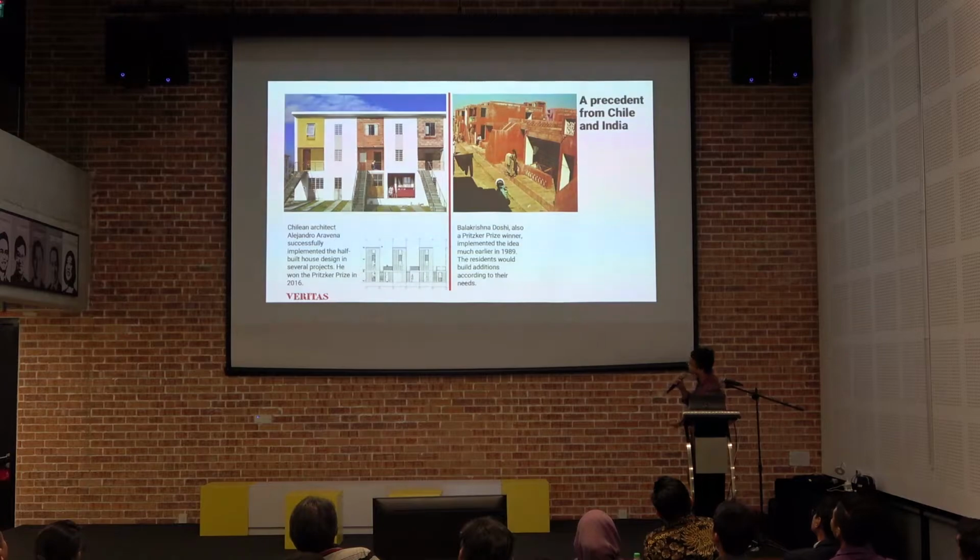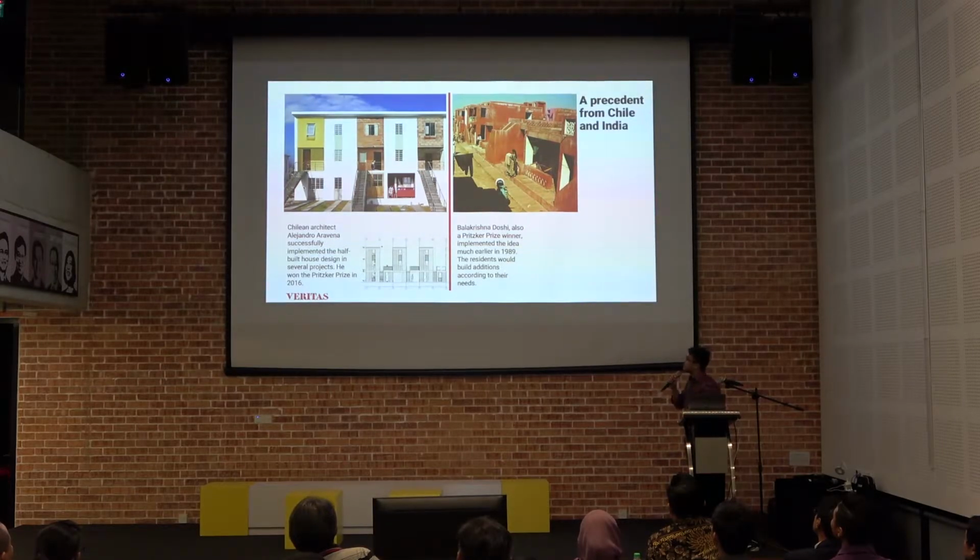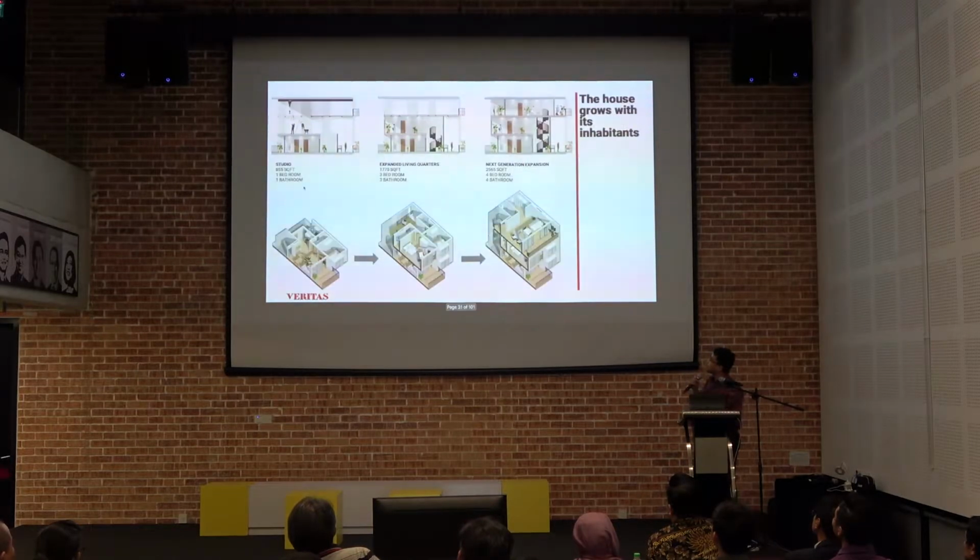Of course, this is not new. Alejandro Aravena is the most recent example, with his half houses in Chile. And much older and much more sophisticated is Balakrishna Doshi from India. Both are Pritzker Prize winners. They did incremental housing many years ago.